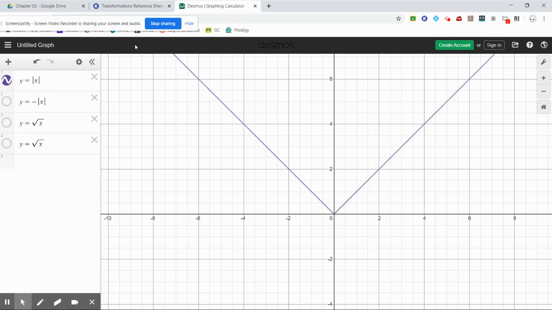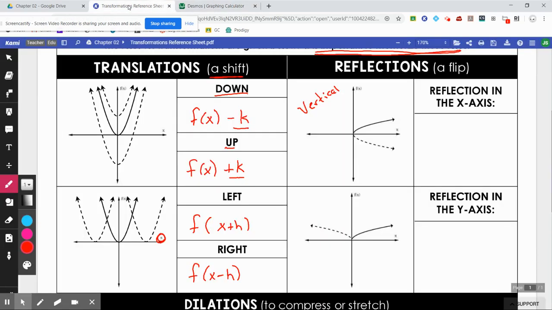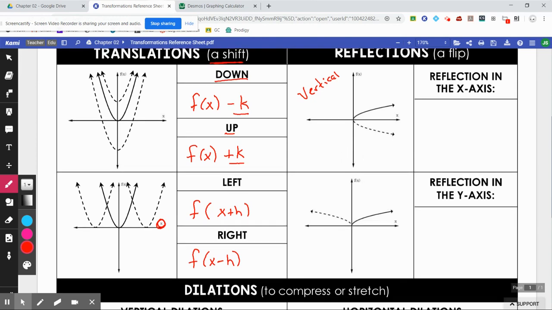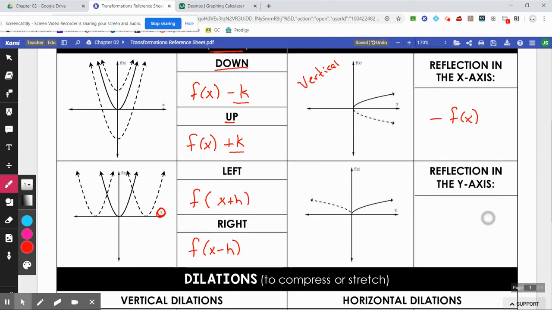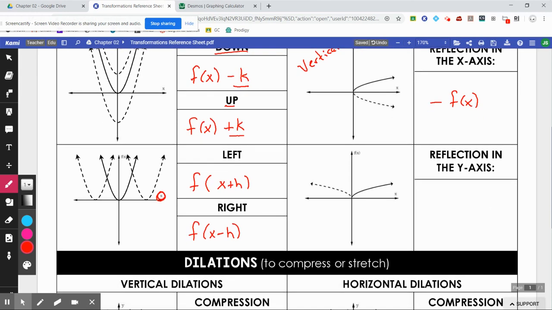x-axis. So, going back to our transformation sheet, a reflection across the x-axis would be a negative function, a negative f of x. We apply the negative in front of the function itself. Now, a reflection across the y-axis, again, this would be a horizontal because it's left to right. A horizontal reflection would be applied inside, because anytime we're doing anything horizontally, we're applying it directly to the x.